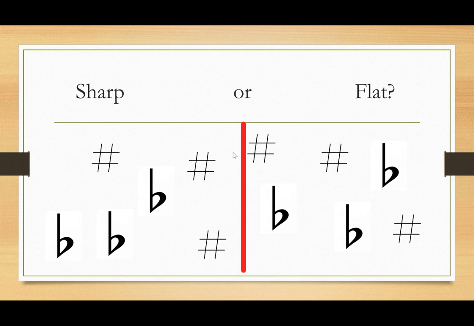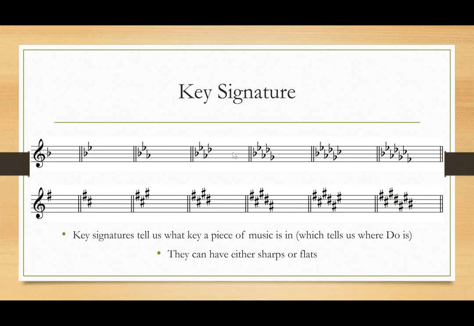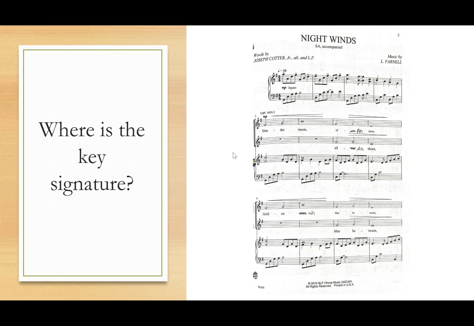So if you remember, key signatures are made up of either sharps or flats. So where on here can you find sharps or flats? Look at it for a second, see if you can find it, and then I will go ahead and show you.